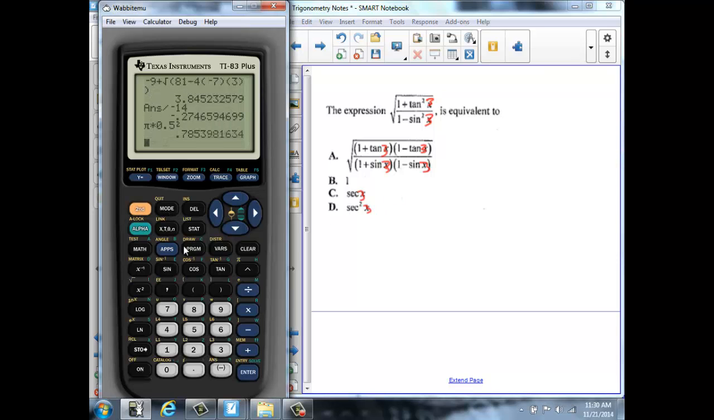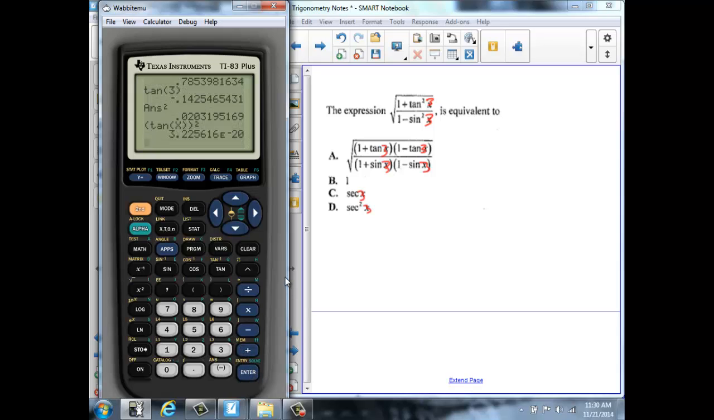So when you want to do tan squared, you're going to have to go like tan of 3, enter, and then square it. Or you could do it like this. First bracket tan, x, double bracket, then squared.